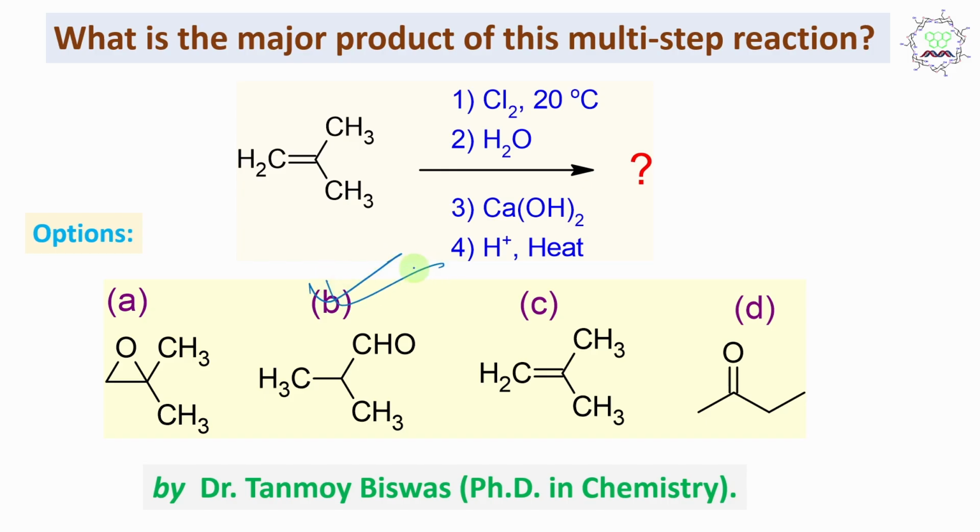Now if you get this question, how could you do it very fast? By the way, in this case I personally suggest more reading, more practice, and you don't need to write all the steps, but a few steps you can write. For example, chlorine addition, anti, fine. Water, tertiary hydrolysis, then base calcium hydroxide, weak base but base, so it's an epoxide, and epoxide if you heat with H plus there will be a rearrangement.